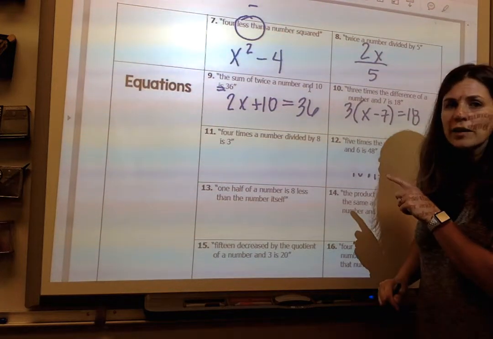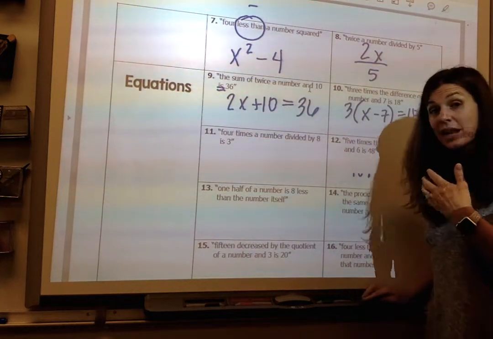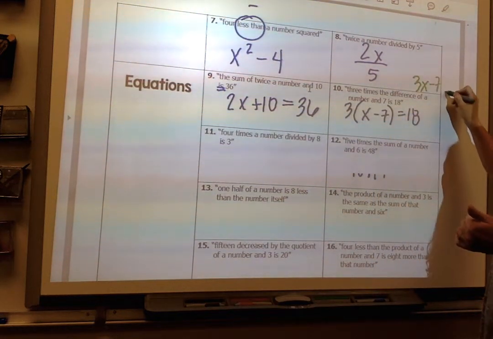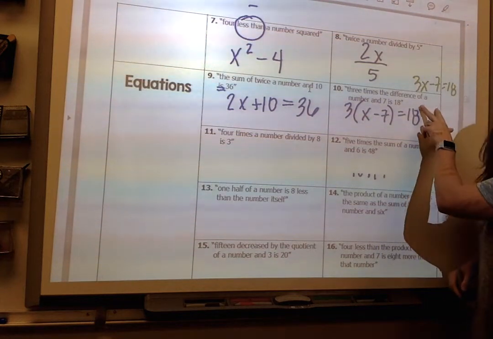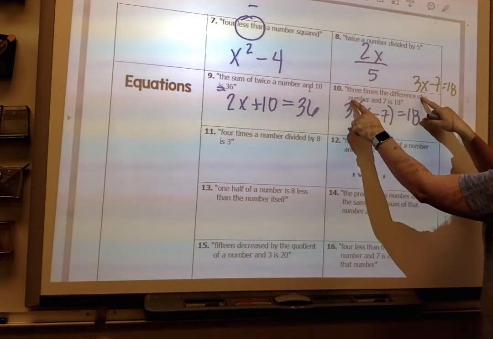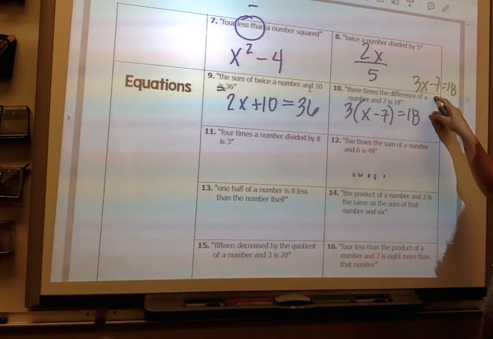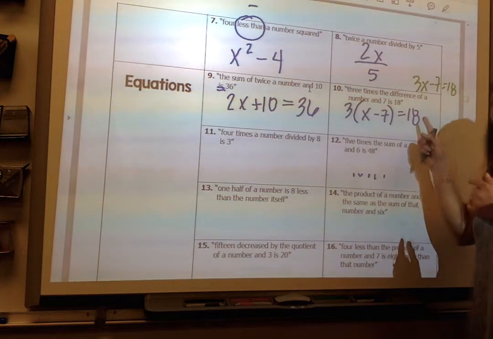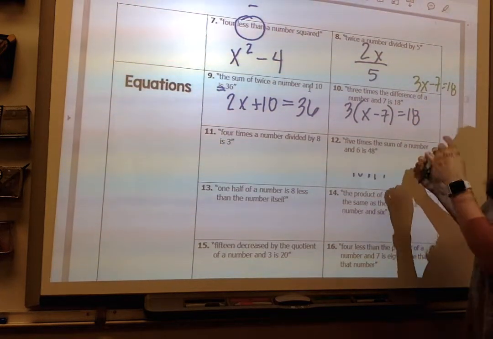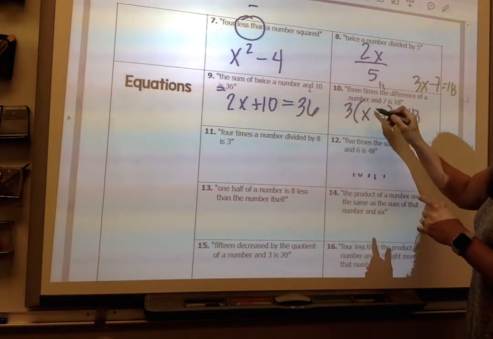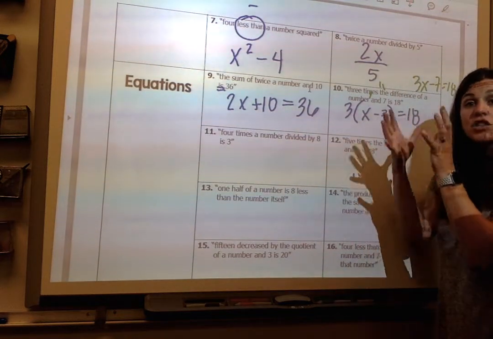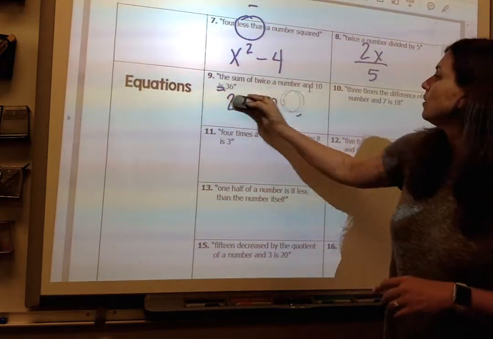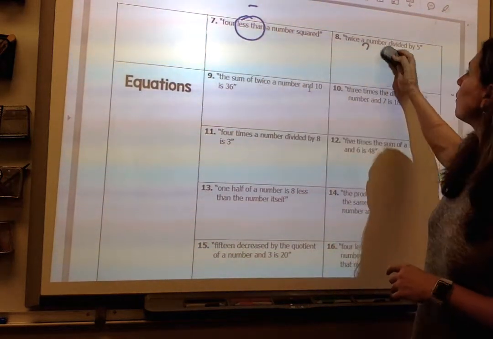I erased my original answer, but I'm going to write it back because I want you to see the mistake that I made. I said the difference of 3x and 7 is 18. But if I go back and reread that to myself, does that look like 3 times the difference of a number and 7? No, that looks like 3 times a number and 7 is 18. So remember, 3 times the difference of a number, that's where it begs that distributive property. So be careful on that one. I even made that mistake to begin with. So I want you to look closely at this language.